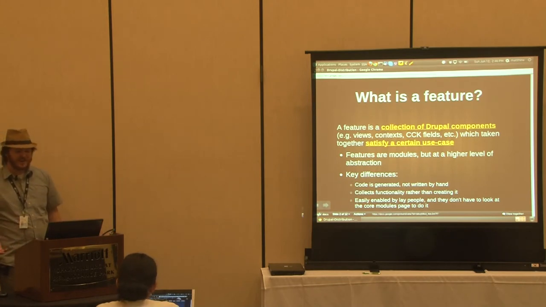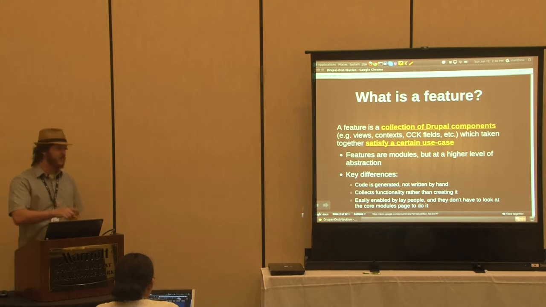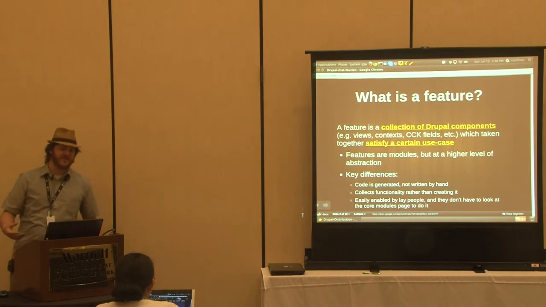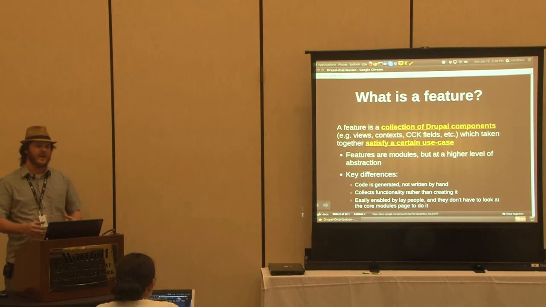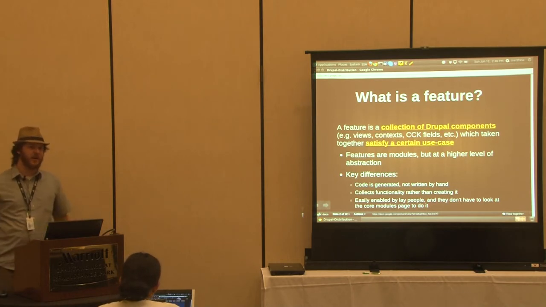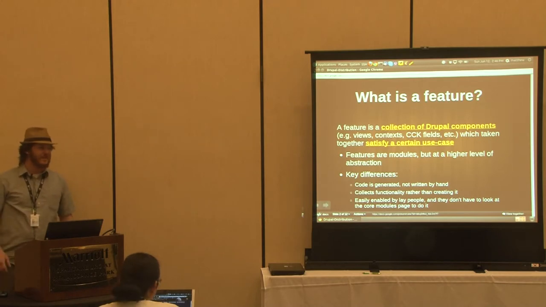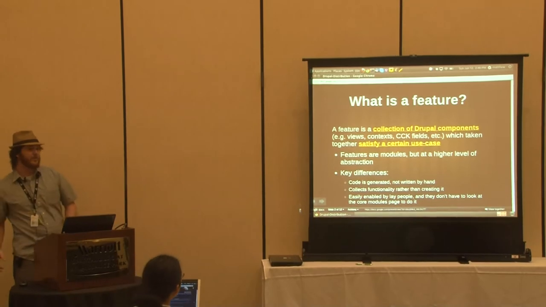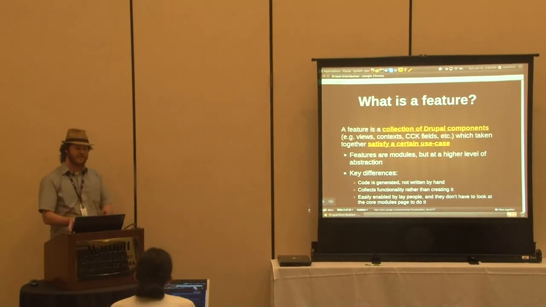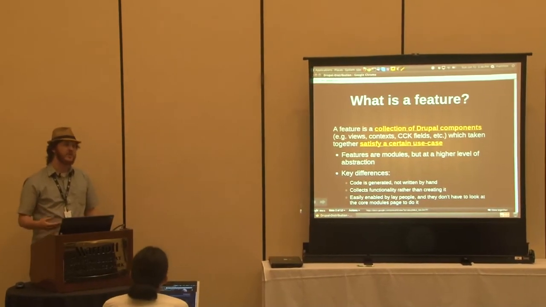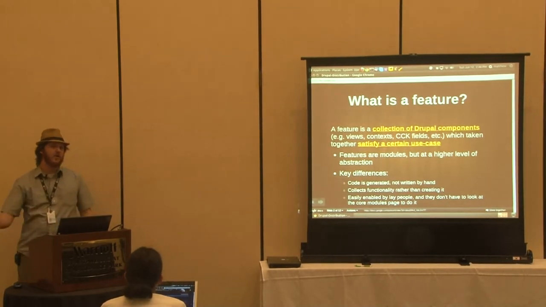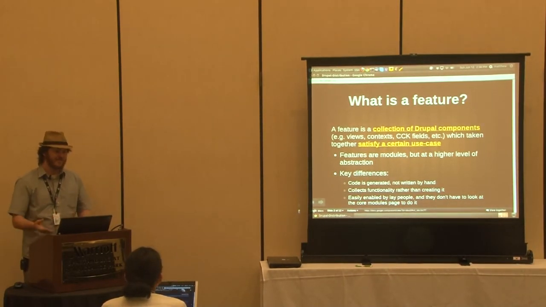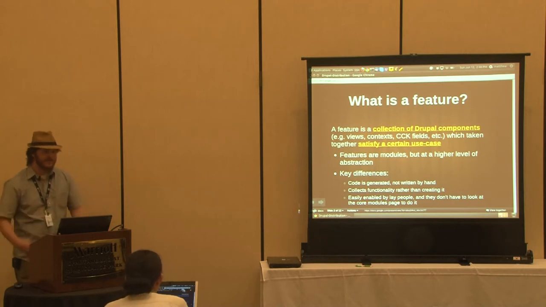So when you go to create your events calendar, you have to manually go in and click all this. Well, what Features does is it lets you gather all this together and pull it together into a single module that you can call the events module. And what you can do is take this module and put it on any Drupal site you want, and when you turn it on, it will automatically create all those different components for you. So right away, you're saving that first X amount of hours of site clicking.